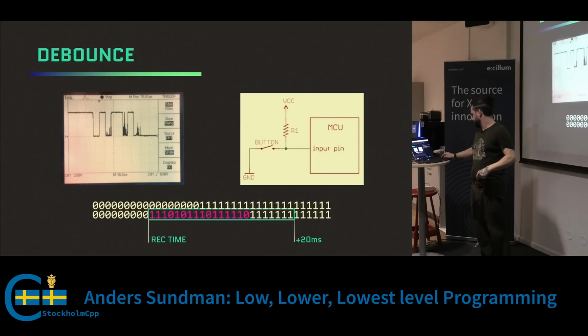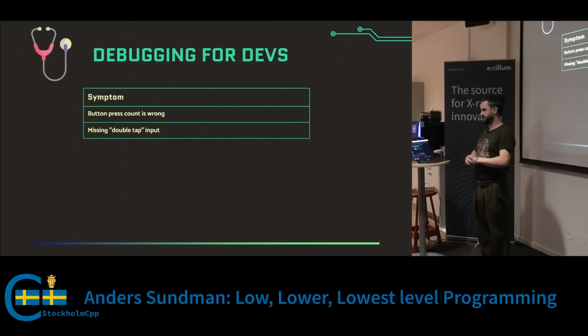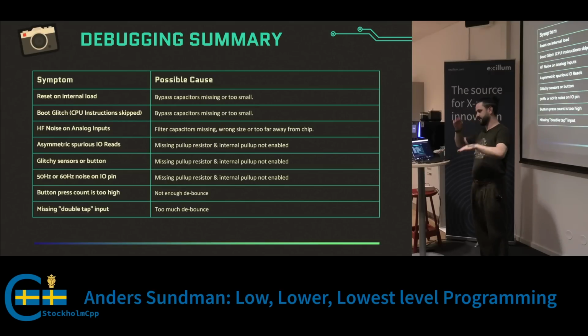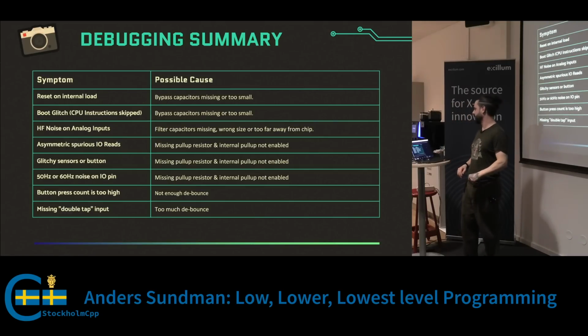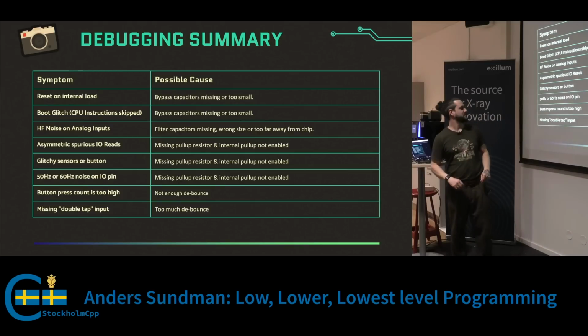All right. So how does this show up for you as a programmer? If you count buttons, you get a wrong button count. Too high typically, because you get a lot of false signals. And if the time is too long, you're missing double taps. So this is sort of just collecting everything, a troubleshooting and debugging summary for hardware problems that you will have to deal with sooner or later in the embedded space.